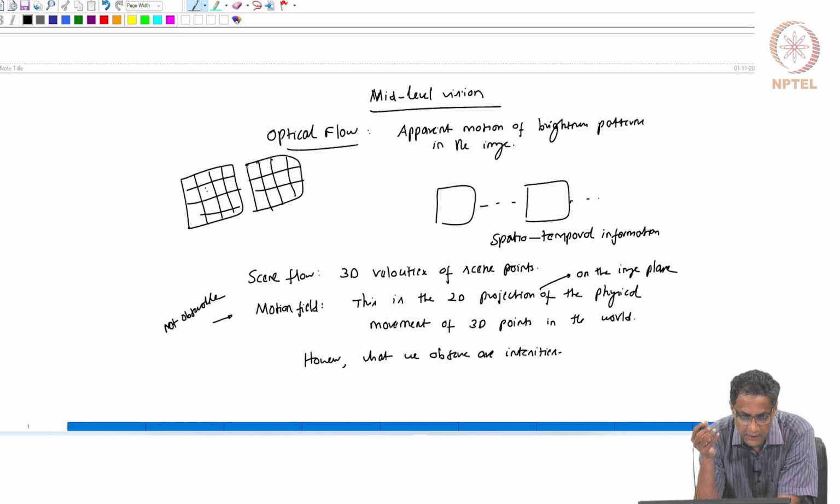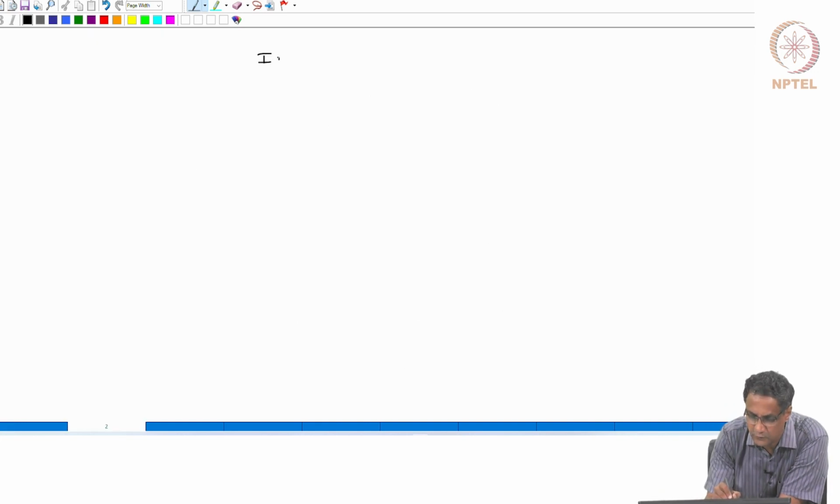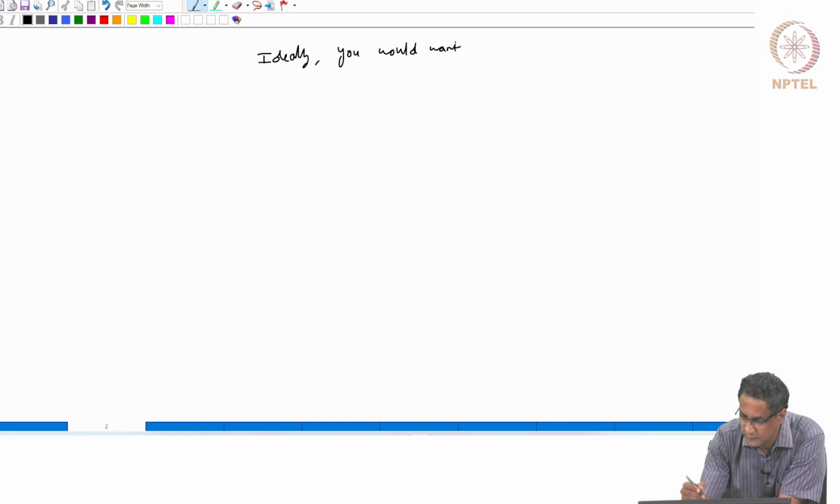Okay. And ideally, you would want the optical flow, that means the movement of the patterns, or the motion of the brightness patterns, to correspond to the motion field.